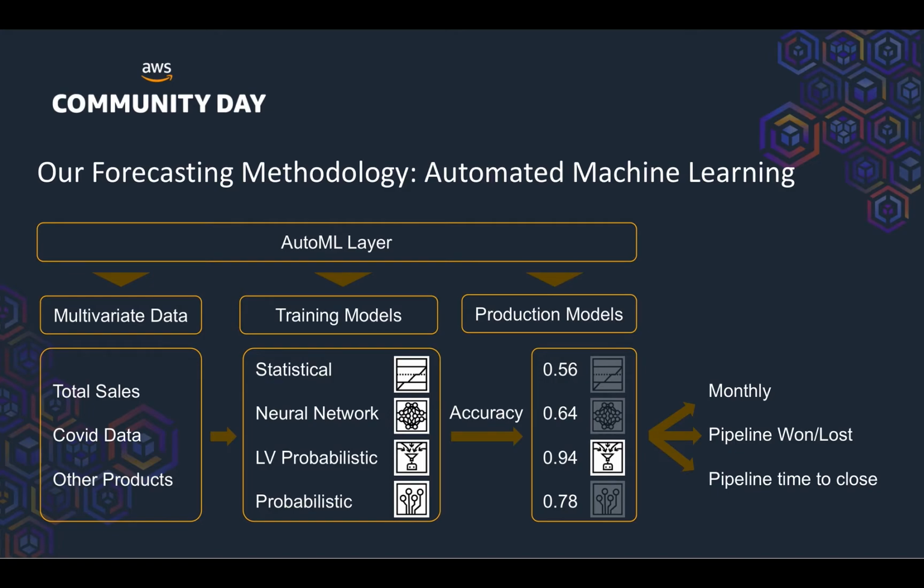During the training process, each training model will be tested with the multivariate data and generate the independent accuracy for that model. After the training process finished, the model which has the best accuracy will be selected as a winning model to be used in production. The final forecast will be generated based on this production model.